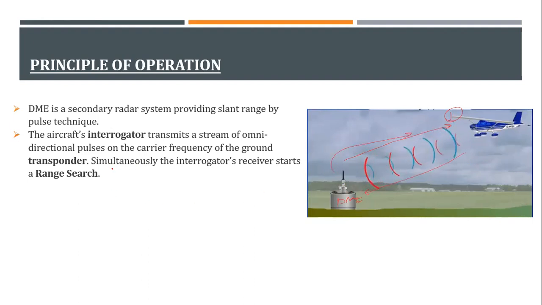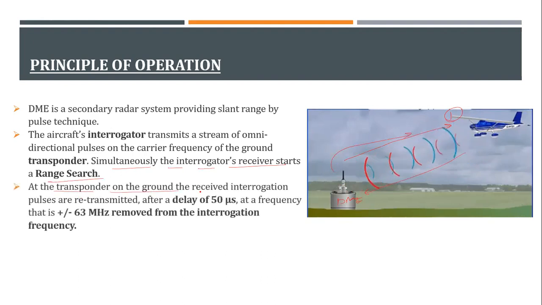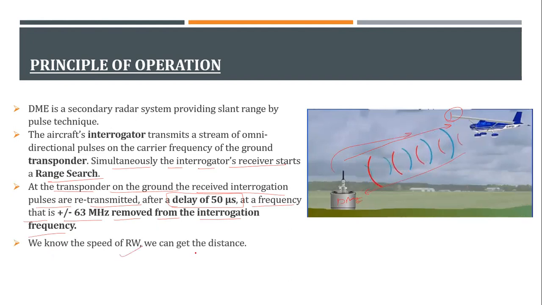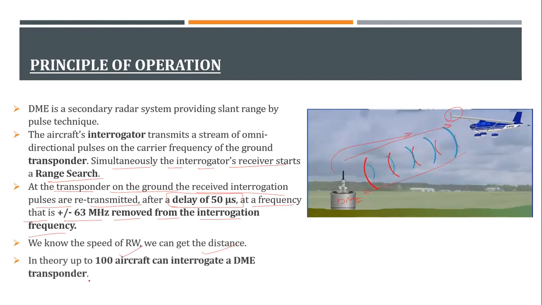So you can see simultaneously the interrogator's receiver starts the range search. At the transponder on the ground, the received interrogation pulses are retransmitted after a delay of 50 microseconds at a frequency that is plus minus 63 megahertz removed from the interrogation frequency. We know the speed of radio waves, so we can calculate the distance from this. In theory, up to 100 aircraft can interrogate a DME transponder. So only 100 particular aircraft can actually use one DME station at a time, and we will cross-check this point. We will see how this point is valid. So this is the basics of it.